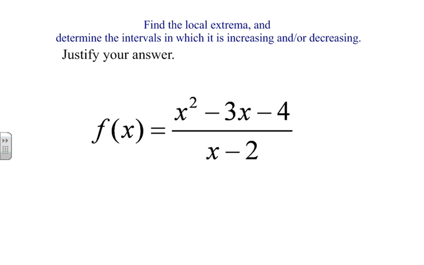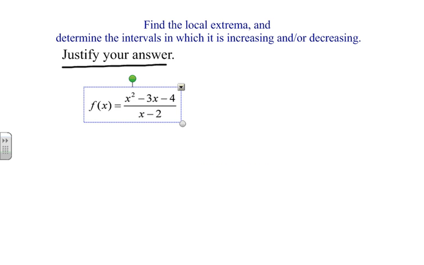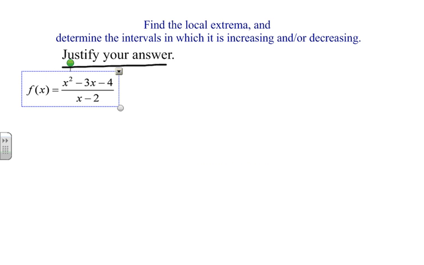So, first off, we have this function, x squared minus 3x minus 1 over x minus 2. Now, we're going to find the local extremum and determine the intervals on which the function is increasing and decreasing. We're going to do this using derivatives, and we're going to justify our answer of the values that we found. So first, we're going to analyze it by finding the increasing and decreasing intervals.